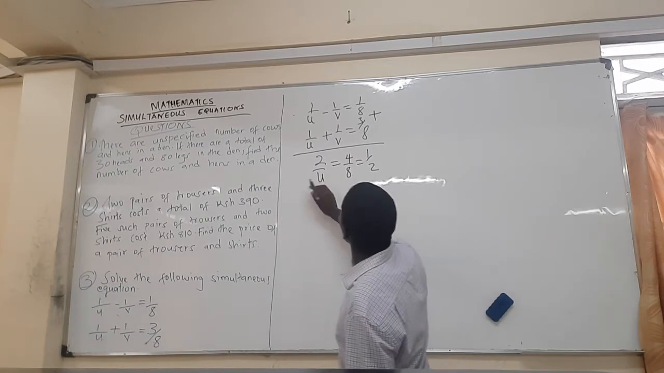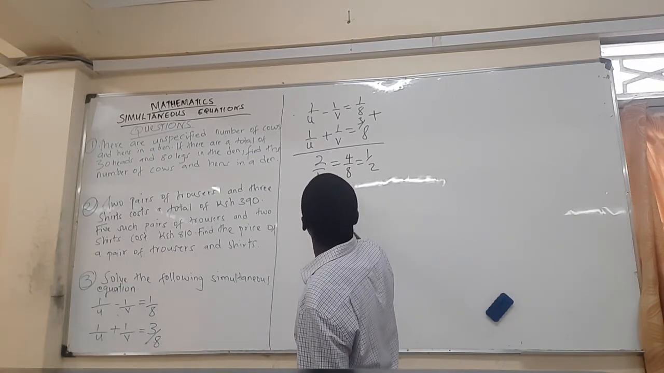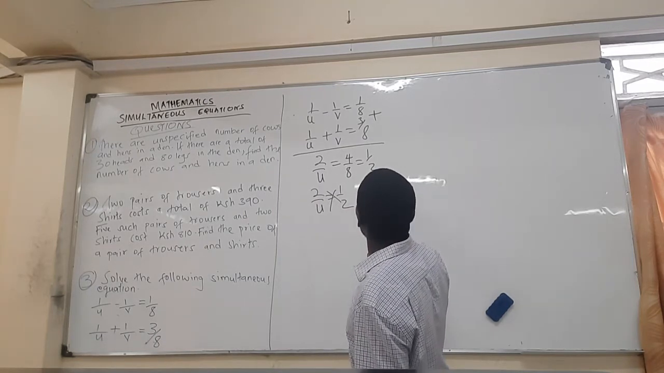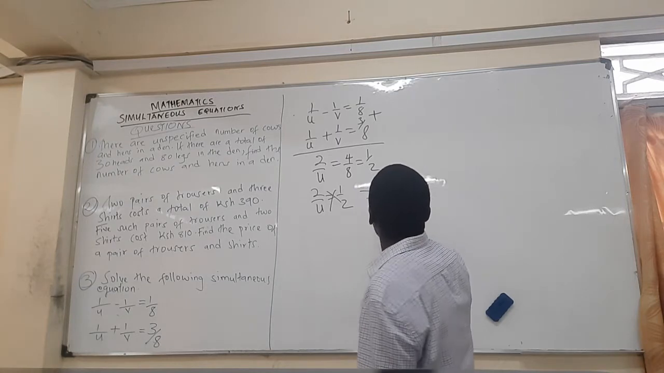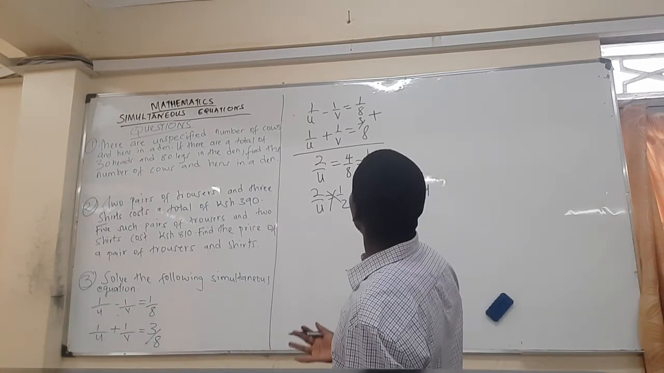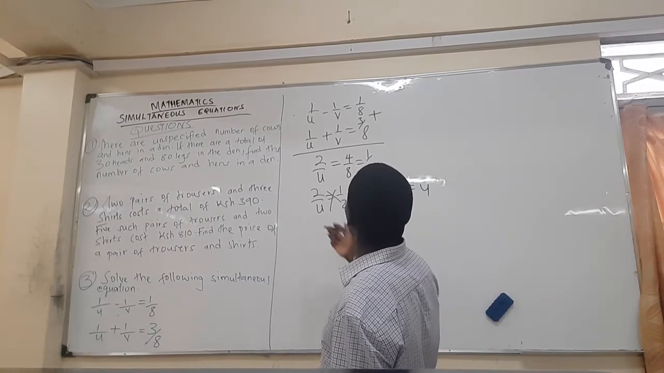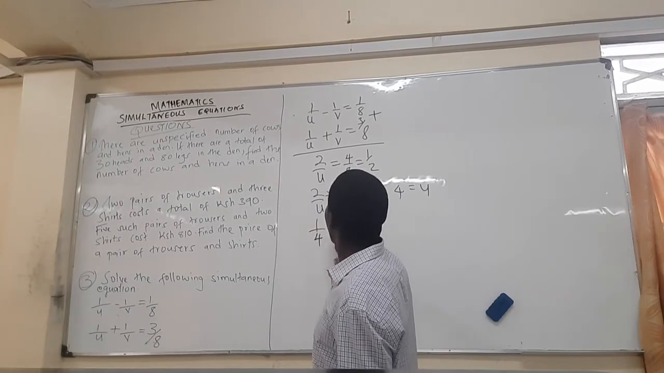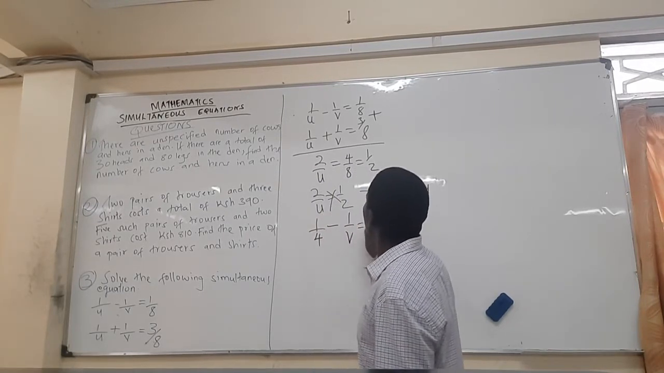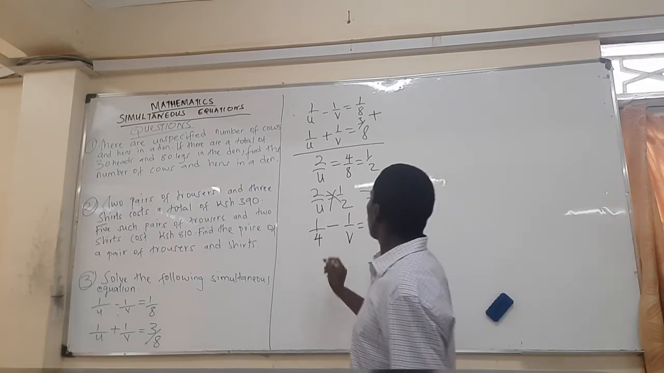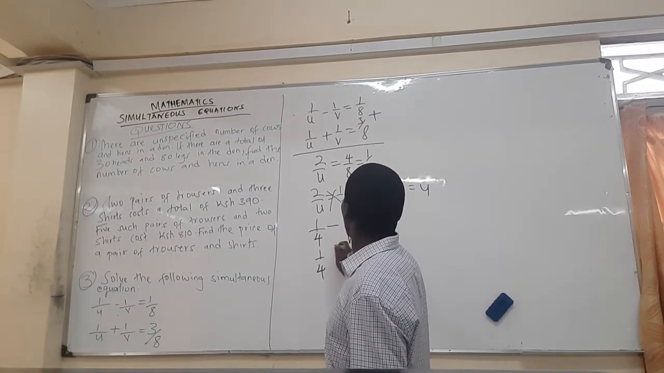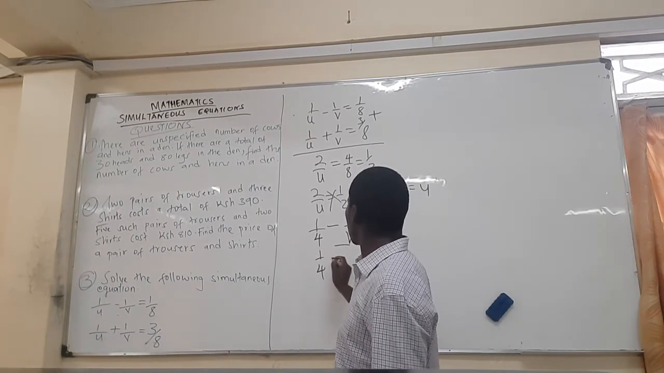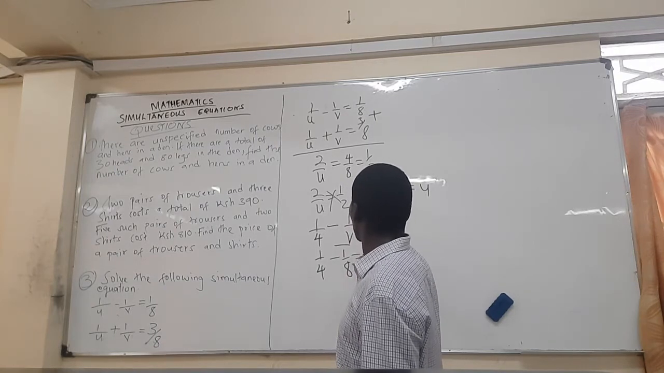So 2 over u is equal to a half. You can cross multiply that, you get 2 times 2 is 4, and then u times 1 is u. So our u is equal to 4. And then you want to get the value of v. So you can use one equation: 1 over u, that is 1 over 4, minus 1 over v is equal to 1 over 8. So 1 over 4, you take minus 1 over v to the other side, then you bring 1 over 8 to this other side, 1 over 4 minus 1 over 8 is equal to 1 over v.